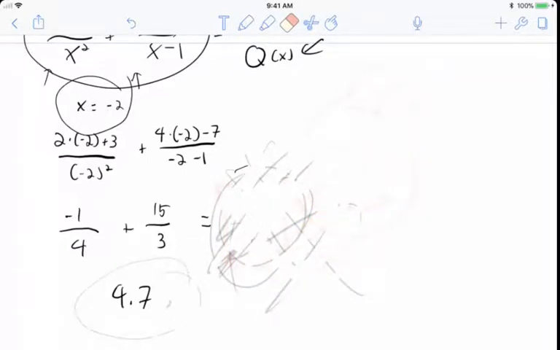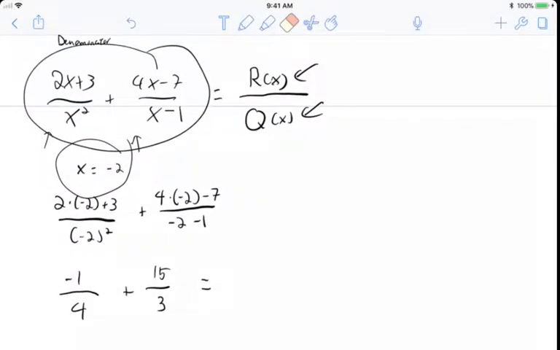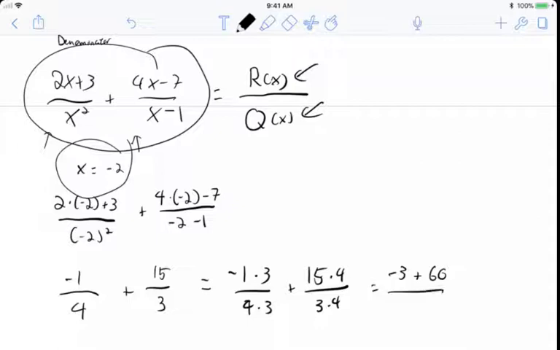Another point I want to make here is that, because rationals evaluate as fractions, the problem of adding rationals comes down to the problem of adding fractions. So how do I add these two fractions together? Well, we talked about that in a previous video. I would have to multiply this by 3 top and bottom, and this one by 4 top and bottom, and then you get minus 3 plus 60 divided by 12. So it's 57 over 12. Fine. How do I combine these two?